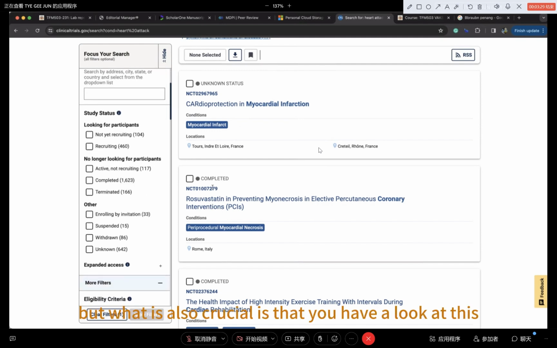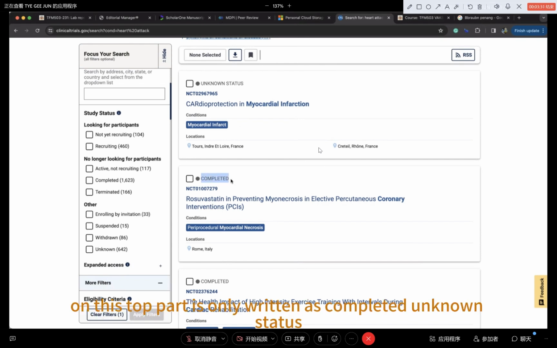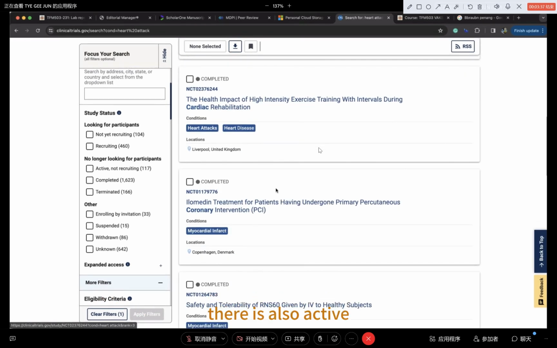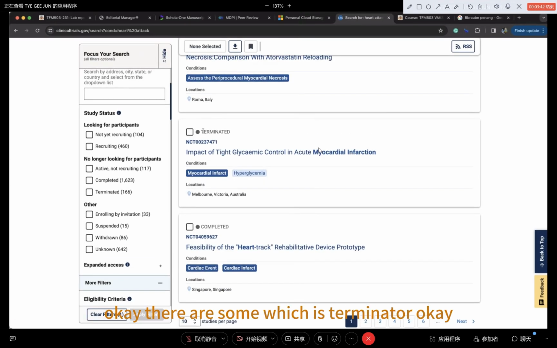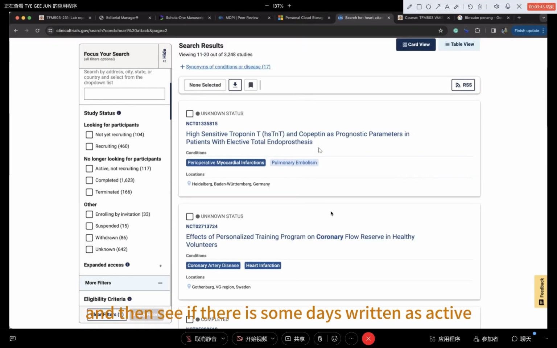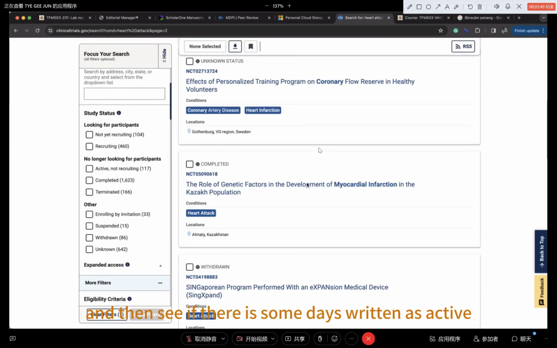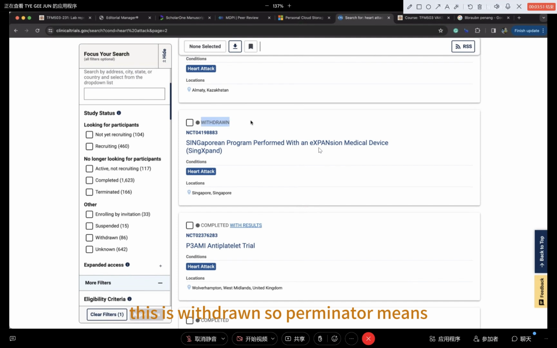But what is also crucial is that you have a look at this. You see on this top part, it's either written as completed, unknown status. There is also active. Let me see where I can find. Okay, there are some which are terminated. And then let's see if there is some that is written as active. This is withdrawn. So terminated means most likely there might be some issue with it, so they terminated it. Withdrawn is most likely they don't have enough patients to take in. So when they don't have enough patients, sometimes they just withdraw the deal.